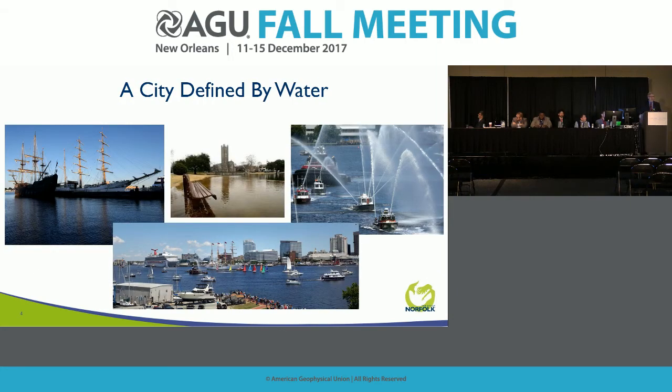We are very much a city defined by water. Our water gives us lots and lots of benefits, but there in the middle you also see that it gives us lots of problems as well. What's interesting about that picture in the middle is that it is not the result of a storm. That is the result of a full moon and high tide, so it happens almost monthly in our city. So very much we are concerned with water.